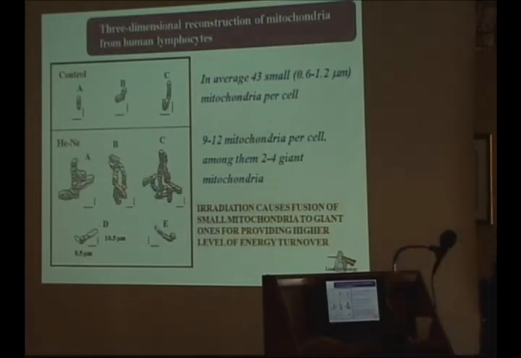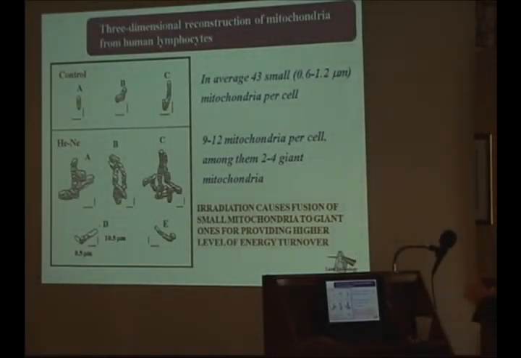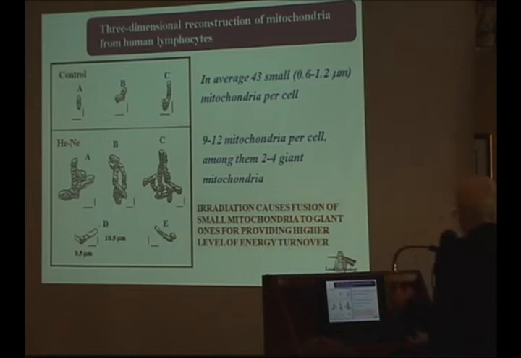Then we did a big amount of work, and still work, with reconstruction of cellular organelles in irradiated cells. This work is done in human lymphocytes. You see, in control experiments there are only small mitochondria in lymphocytes, but in irradiated cells you see changes in the structure of mitochondria. You see new giant mitochondria, which clearly shows that energy metabolism in these cells is changing.